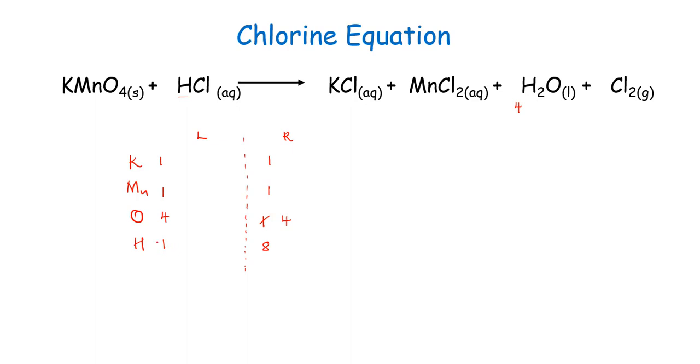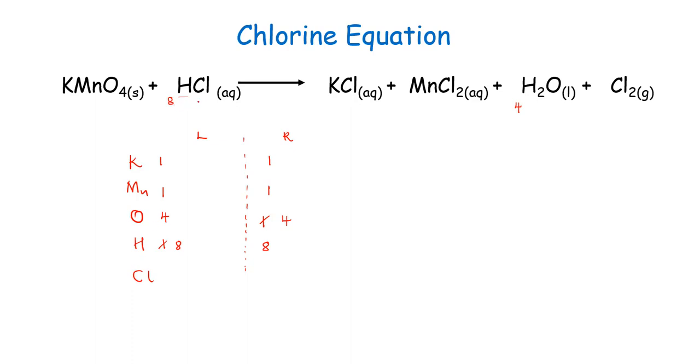For us to have 8 this side, we can't reduce these ones, but we can increase these ones. So we shall introduce more HCl molecules so that we have 8 HCl molecules. So we shall have 8 hydrogen atoms. We no longer have 1, but we have 8. Then lastly, we have the chlorine atoms. All other elements are balanced: 1 to 1, 4 to 4, 8 to 8. Now chlorine is left.